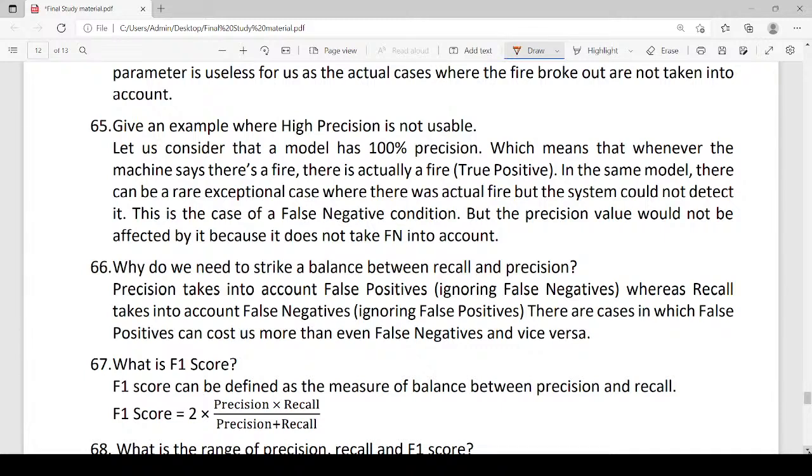So remember all the 4 formulas. It is easy to remember. Draw the confusion matrix and do it. Now tell me, what is the range of precision, recall and F1 score? What has to be the value of precision, recall and F1 score?